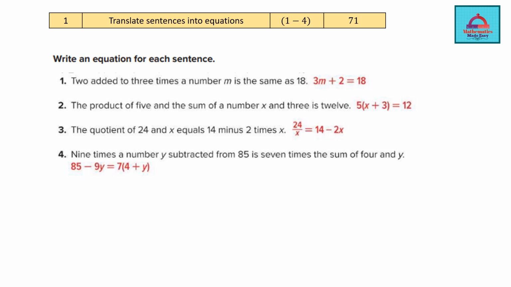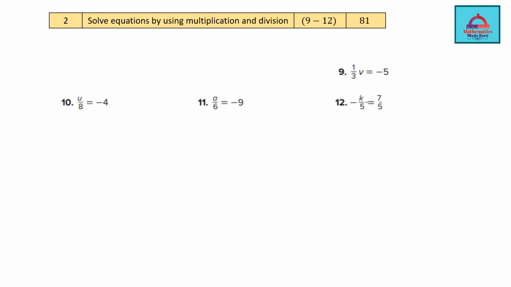The quotient of 24 and x equals 14 minus 2 times x, and 9 times a number y subtracted from 85 is 7 times the sum of 4 and the number. So these are the answers for the 4 questions.